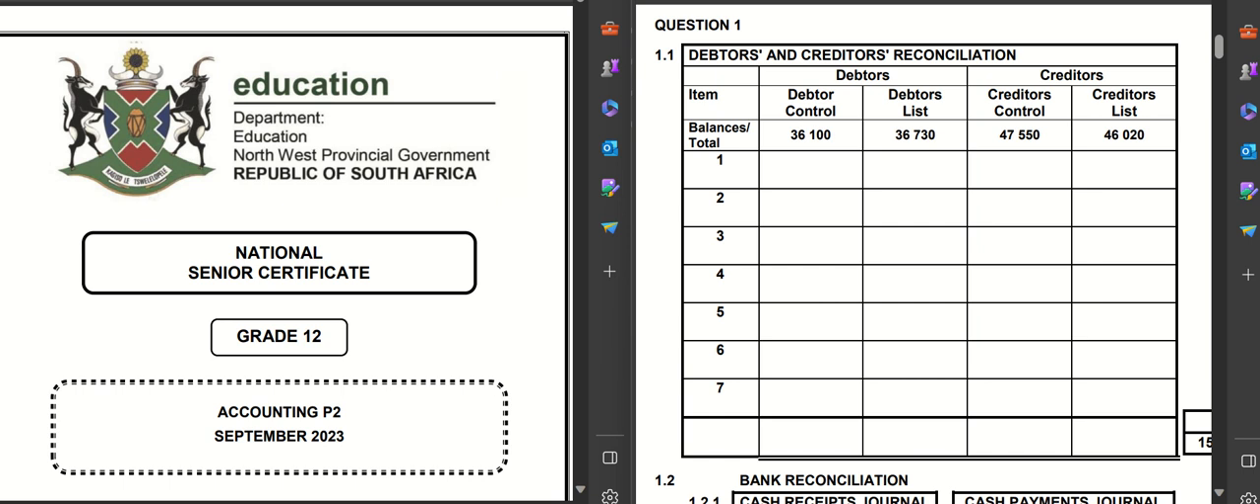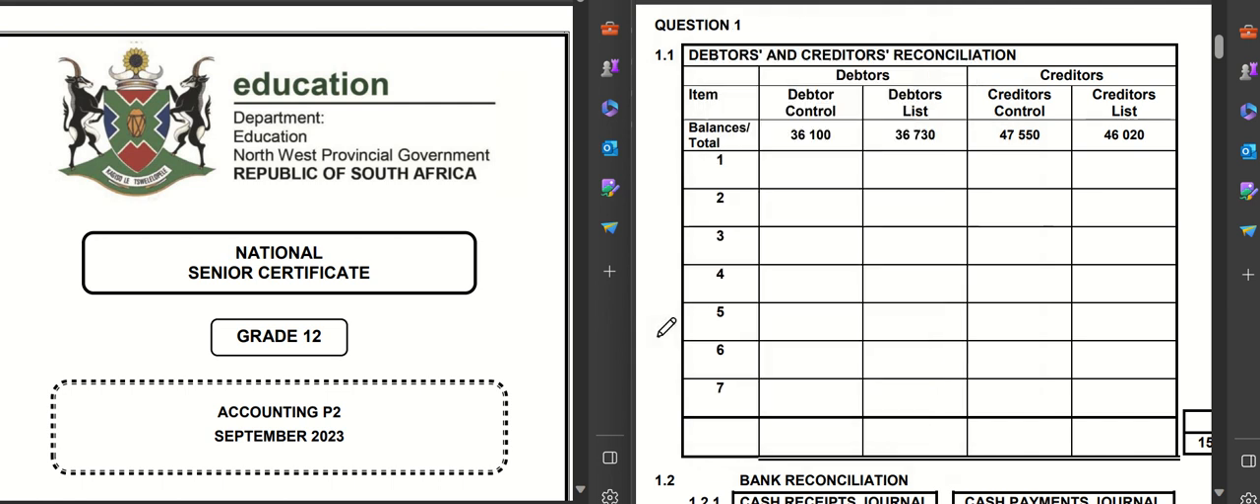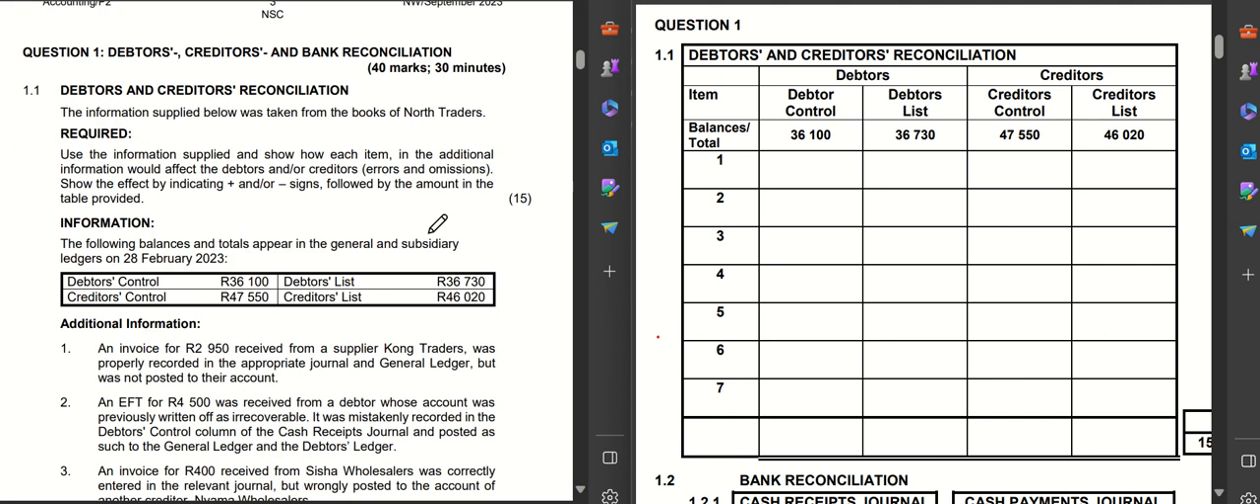Hi guys, welcome back. This should be video number 5 of this paper 2 revision, where we are focusing on recons. We are now in the Northwest Prelim paper for the year 2023. This is a very interesting paper because of the way they brought in their recons. You would find that they brought in 2 recons in one question here, which is question number 1. So let's quickly go and see what they wanted us to do in question number 1.